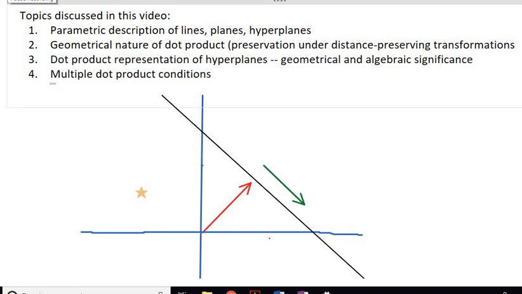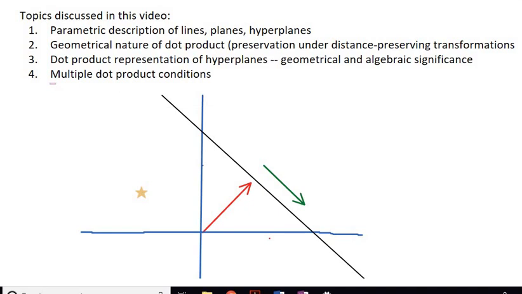One of the very nice features about linear algebra is it combines algebra and geometry in a very nice way. And the equations in linear algebra have a geometrical intuition. I want to talk a little bit more about that in this video. All right, so these are the topics I'm going to talk about.